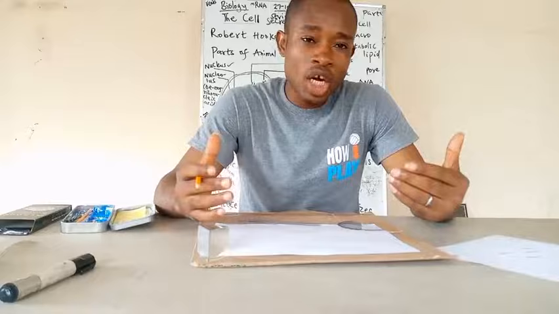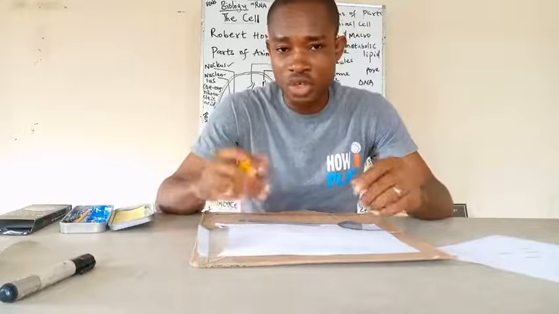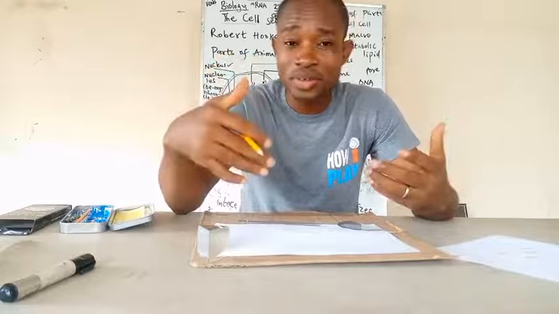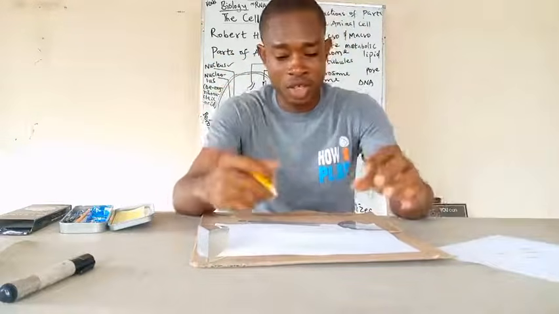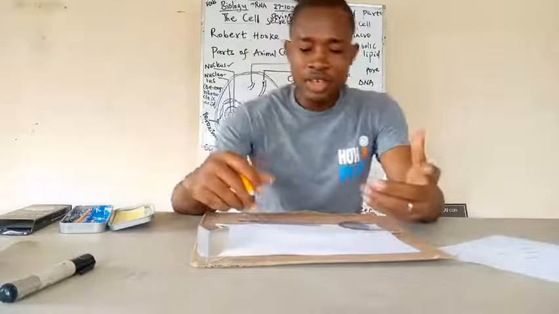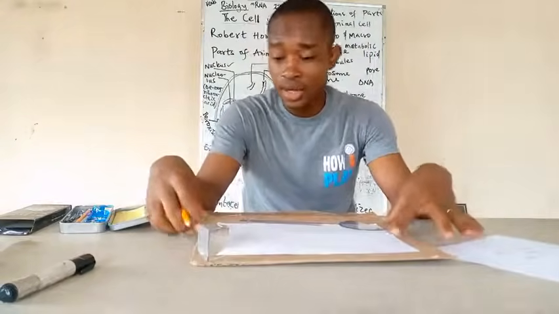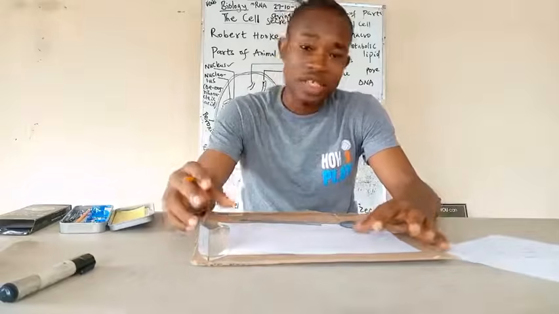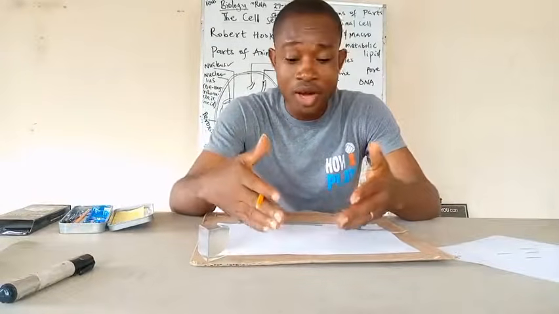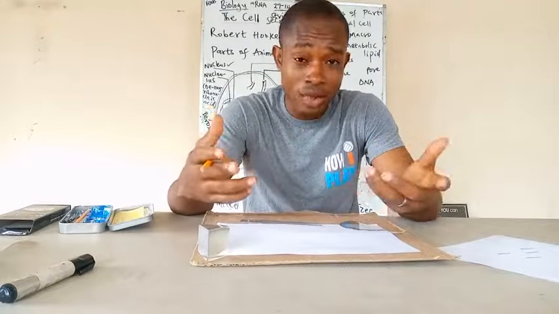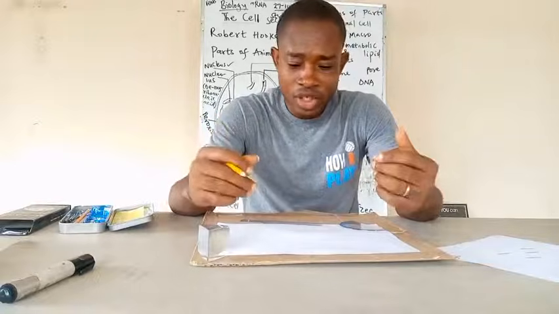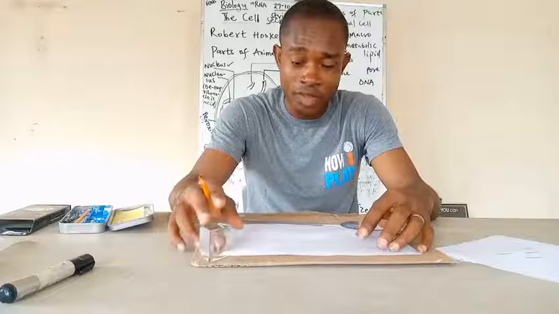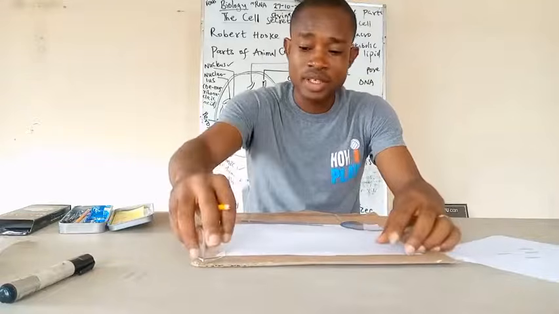All these will come in the instruction given to you. If it is in examination, the instruction will be there on how you will have to carry out the experiment. And if it is your laboratory work, say it's not examination, your lab technologist will tell you how to carry out the experiment, or you have a lab manual which will guide you. So the first thing is to trace the outline of the prism, which I've traced.